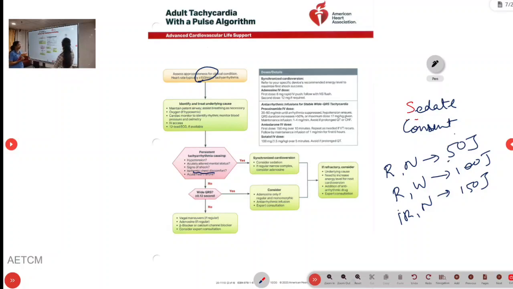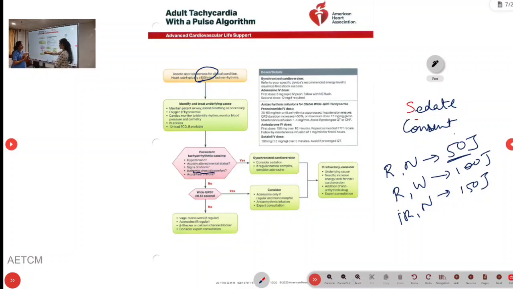So we can start with 50 joules, press the sync button, and shock the patient, and we will have to keep it pressed for 10 seconds. That is if the patient is unstable. So if the patient is stable, then we will have to decide whether it is wide or narrow.